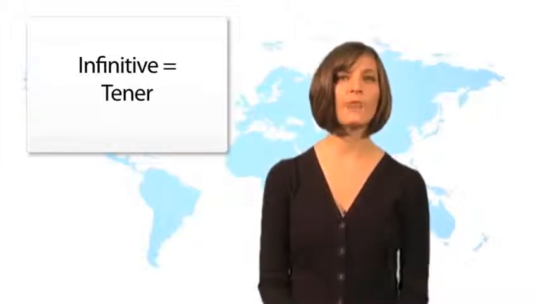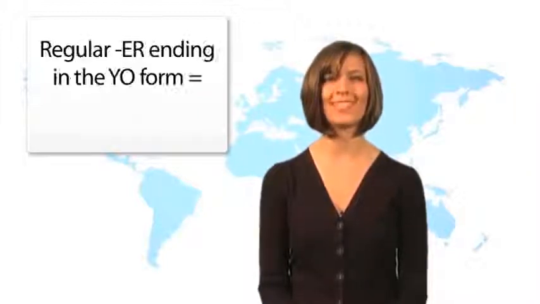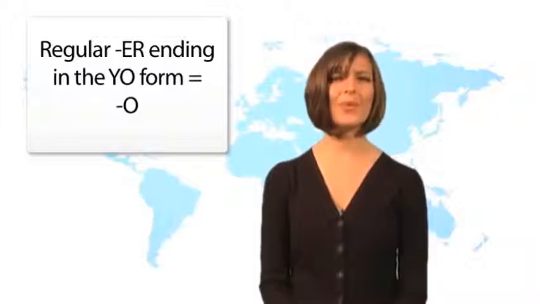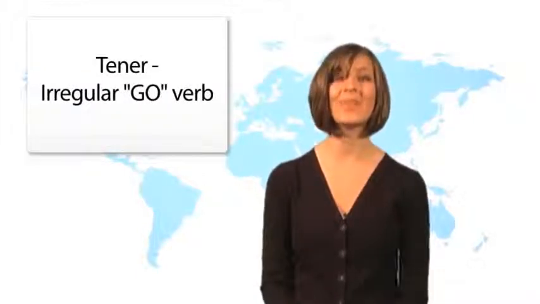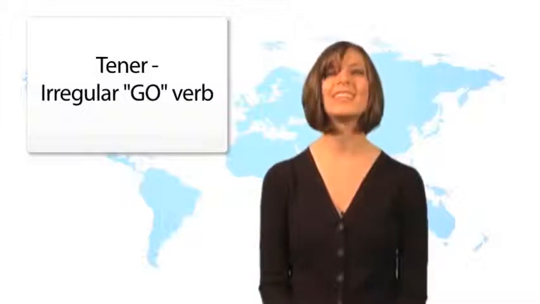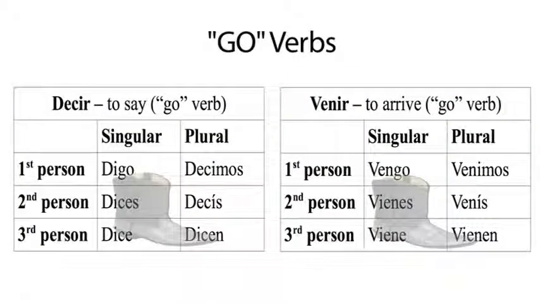¡Qué bien! All right, after listening to all of those sentences, can you tell me how to say I have? Tengo. Bien. But if we look at our infinitive, tener, and we find the stem, what do we have? Den, exactly. And what's the regular ER ending for yo form? Oh, so how do we get tengo instead of teno? That's because tener is irregular and is what a lot of people call a go verb since the yo form ends in go.